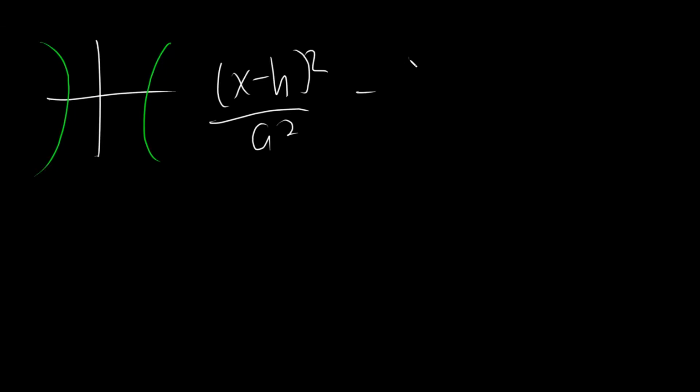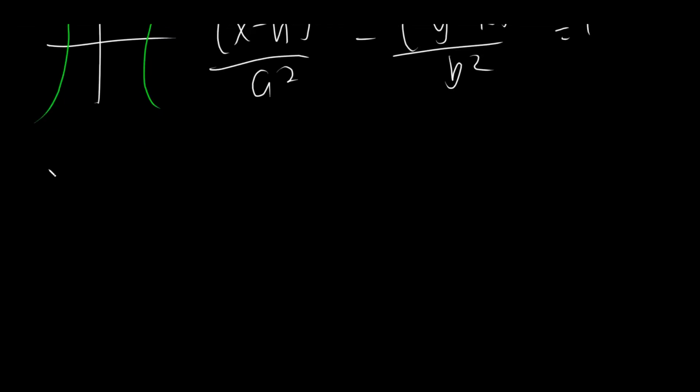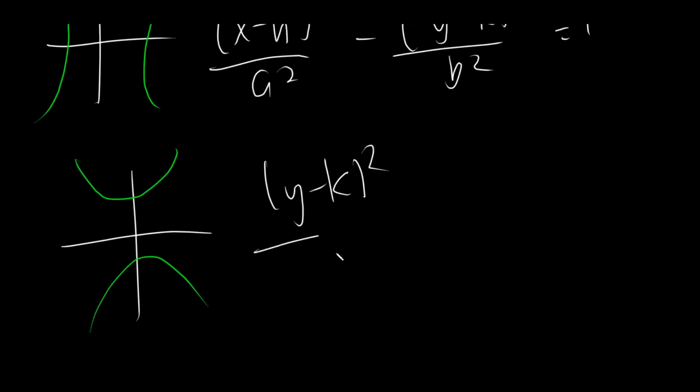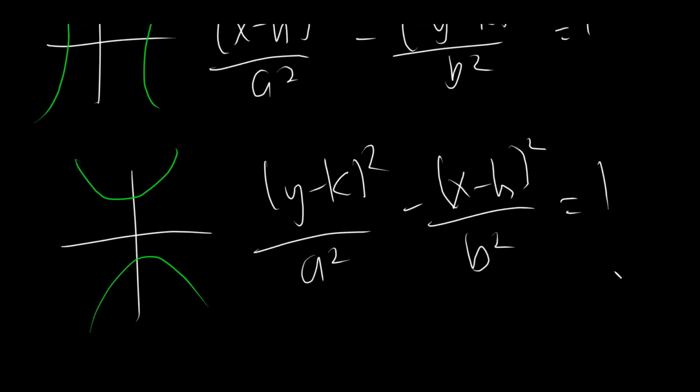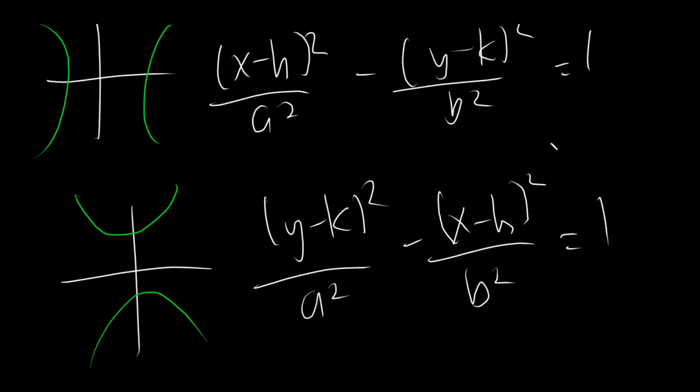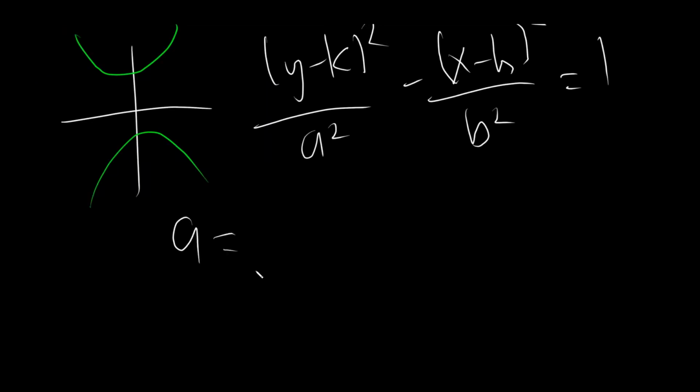If the hyperbola opens left and right, then the standard equation for that one is x minus h squared over a squared minus y minus k squared over b squared equal to 1. But if the hyperbola opens up and down, then the standard equation is y minus k squared over a squared minus x minus h squared over b squared equal to 1. The positions of a and b change because a must be the denominator of the positive term.